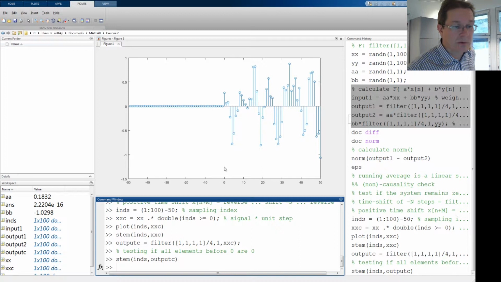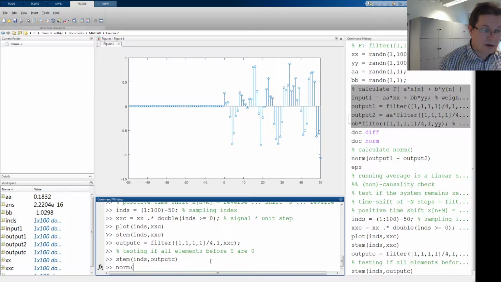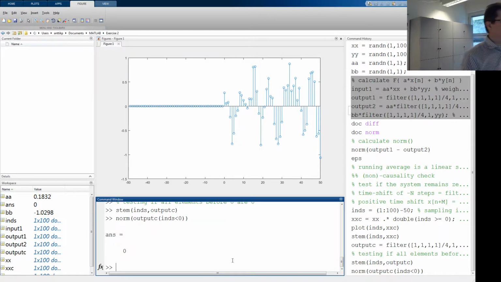Okay, but anyways, the calculations, how to calculate if a vector is 0, well, we can always take, again, the norm of output C at the values where index is less than 0. So that actually calculates the norm of the vector which is on the left hand side there before the 0 happens. That should be as close as 0 as it can. And yes, excellent, now we have exactly 0. So this system is also causal.